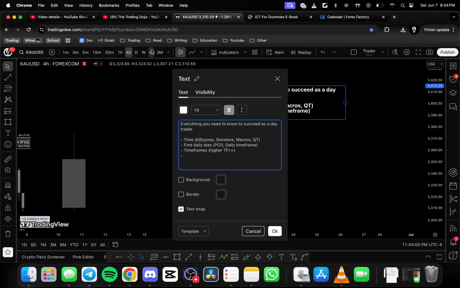Otherwise, I'm using the higher time frame narrative, monthly, weekly, daily, to actually find my trade. And if it doesn't exist on the daily, I don't scale down and try to find a trade. I simply don't trade. And another thing that I do is I only trade one pair, which is gold.